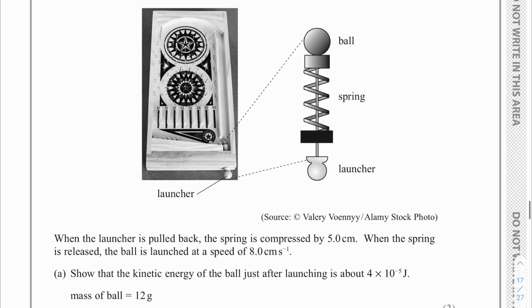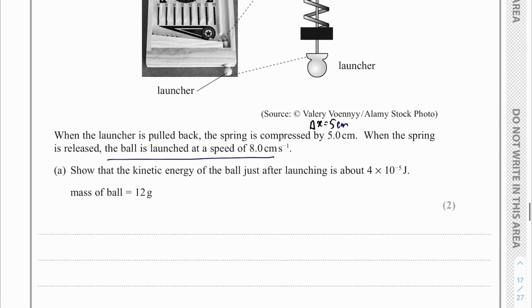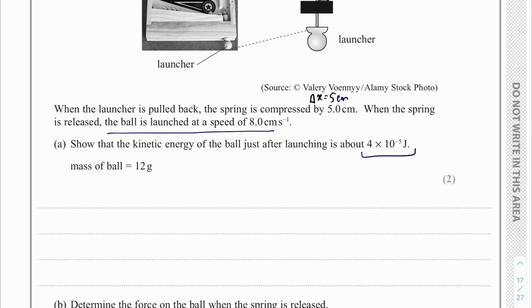They're saying when the launcher is pulled back, so when the spring is pulled back, the spring is compressed by 5 centimeters. So delta x is 5. Yeah, delta x is 5. Then what can we say? 5 centimeters, so this is centimeters. When the spring is released, the ball is launched at 8 centimeters per second. Show that the kinetic energy is about this. So we need to show that the answer is what? The answer is 3 point something times 10 to the power of negative 5 joules. Okay, so how do we do this?